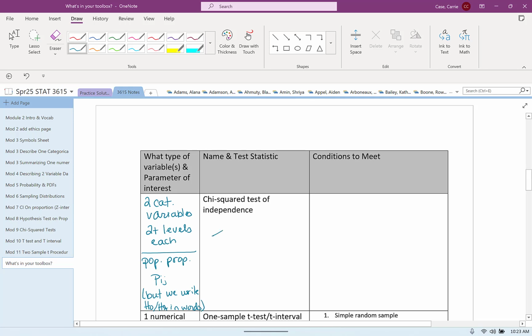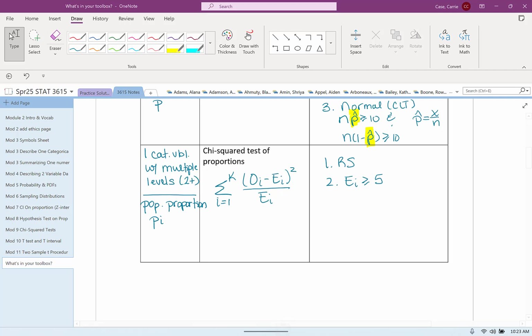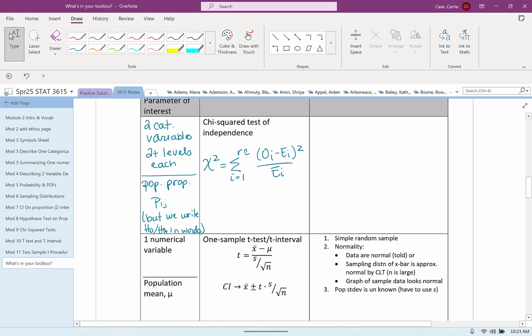So our test statistic is the chi-square test statistic, and let me actually put the chi-squared in there this time. The chi-square test statistic is the sum from i equals 1 to row times column of our Oi's minus our Ei's squared over the Ei's. And so it's the exact same test statistic we had up here, which by the way is a chi-square test statistic. But this time we have to do it for all of the combinations of rows and columns.